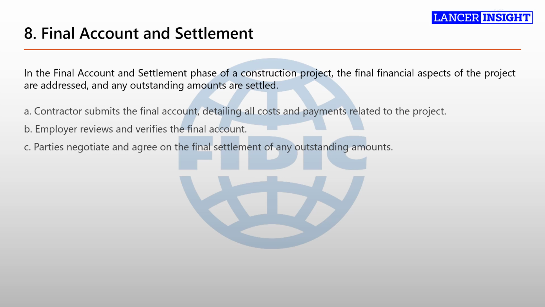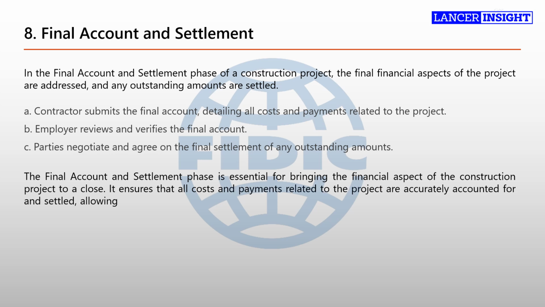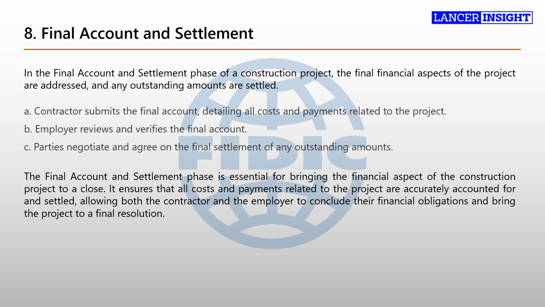Once an agreement is reached, the final settlement is documented and incorporated into the project's financial records. The final account and settlement phase is essential for bringing the financial aspect of the construction project to a close. It ensures that all costs and payments related to the project are accurately accounted for and settled, allowing both the contractor and the employer to conclude their financial obligations and bring the project to a final resolution.